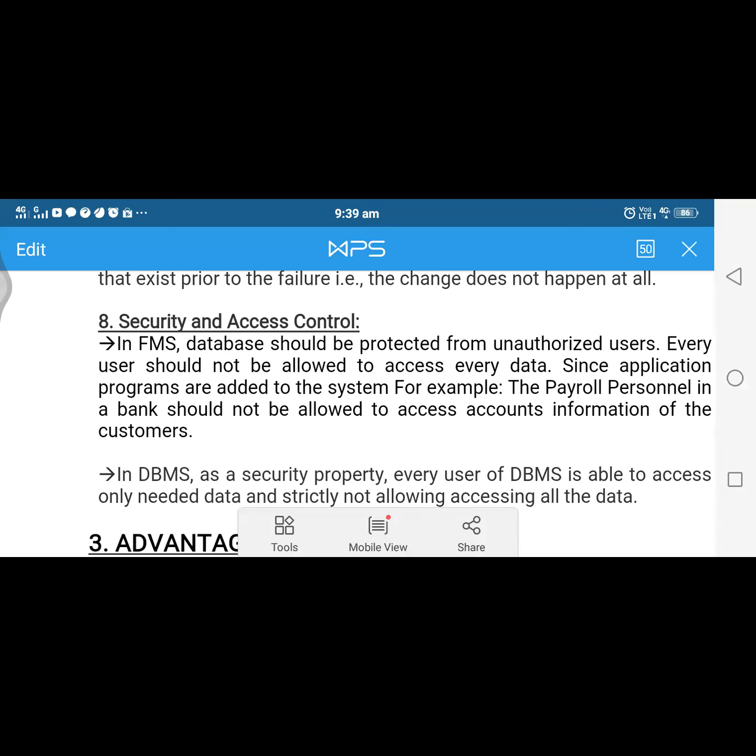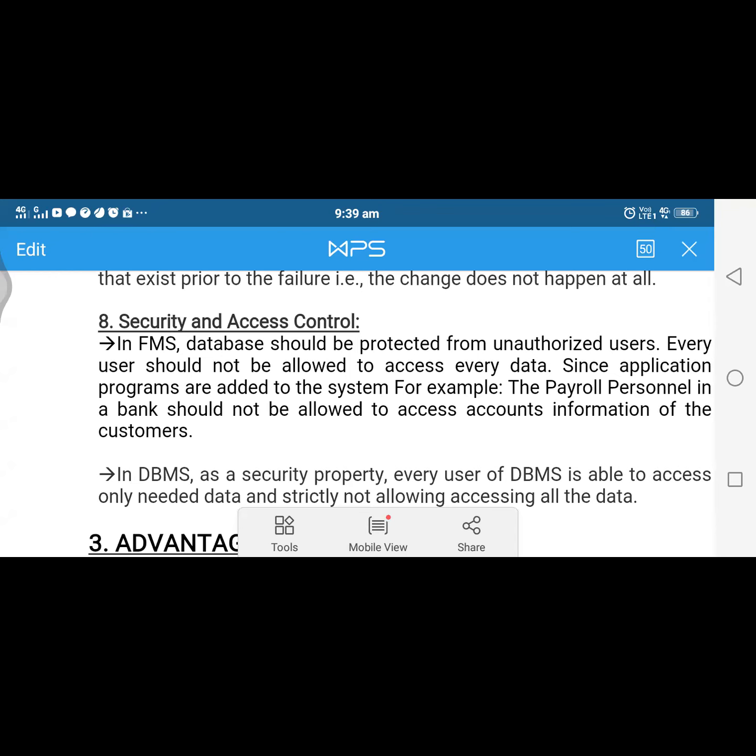But in the case of database management system, we can allow only some list of authorized users. So that means unauthorized users are not able to access the data. Each and every user is identified by username and password, and these users are created by the database administrator. Okay. And we can give permissions to the users also. So that means read permission, write permission, execute permission, like this.